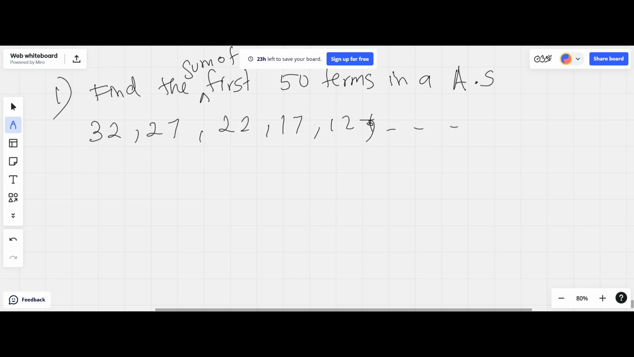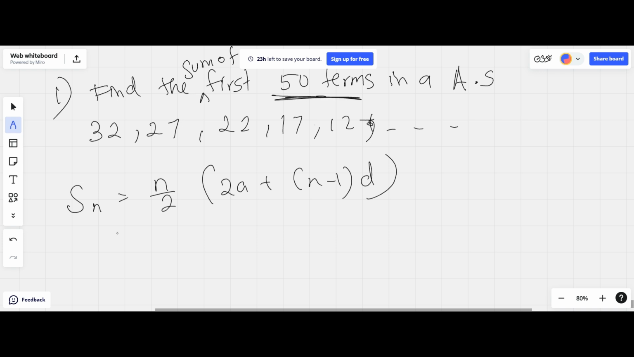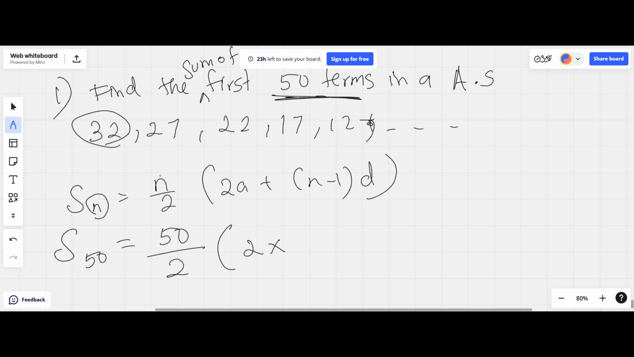So what can we do? Simple. We can put the formula. First of all, we'll write the formula: S_n = n/2 (2a plus (n minus 1) into d). Next, how many terms are we going to find? The sum of the first 50 terms, so S50. Instead of n we put 50. So n is equal to 50. So 50 divided by 2, 2 into a. What is a? The first term is 32. Plus n minus 1. What is n? 50. So 50 minus 1 into d.